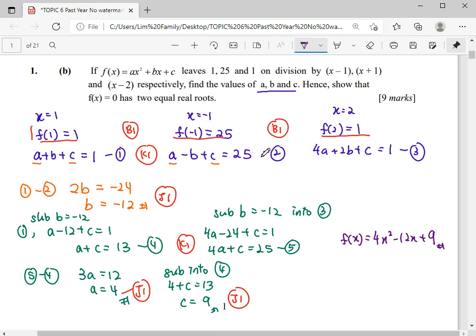Hence, using this A, B, C, we have to show that when this function equals 0, this quadratic has 2 equal roots. So it has 2 equal roots means we can use the discriminant, b squared minus 4ac. We show that. This is our Form 4 concept. You have 2 equal roots, so b squared minus 4ac will equal 0.